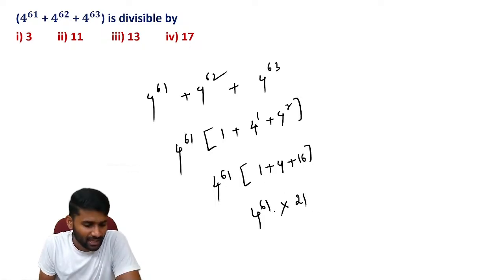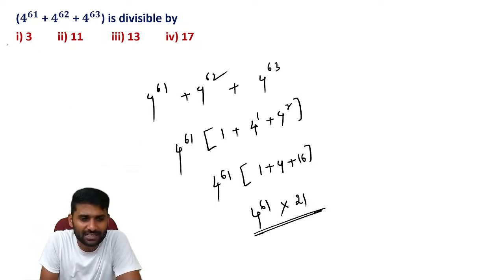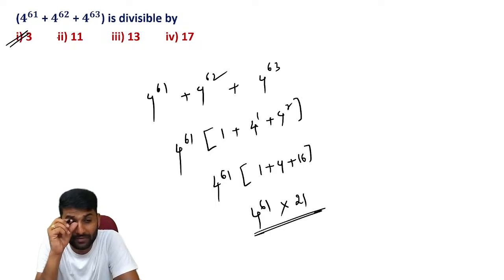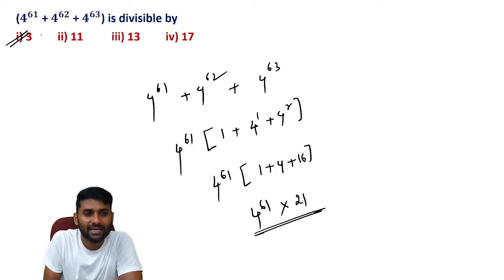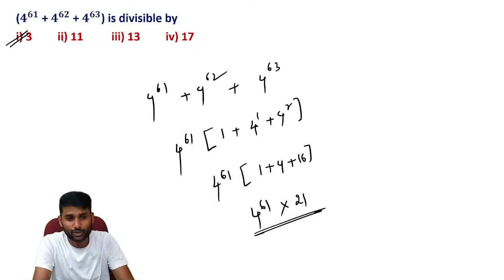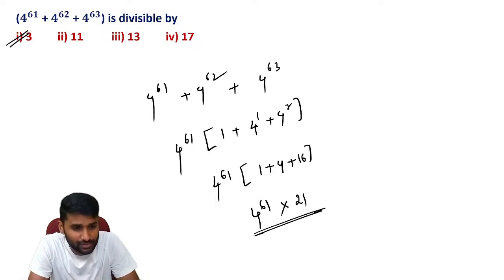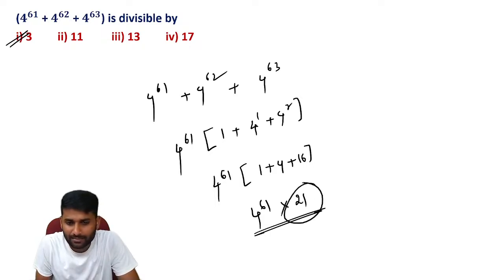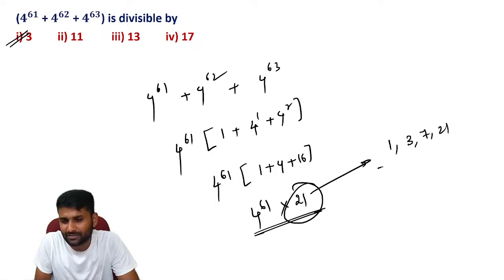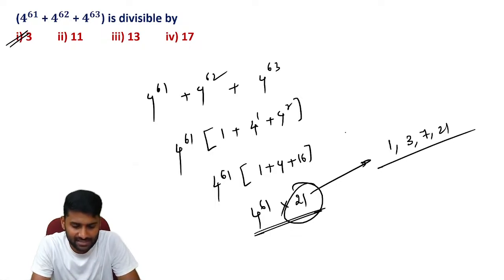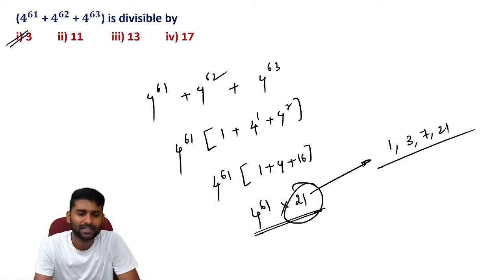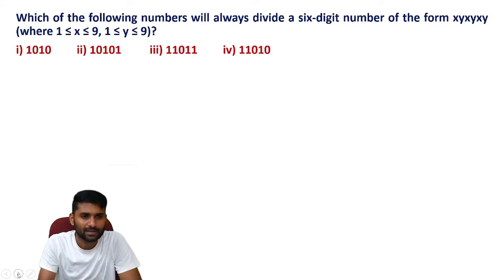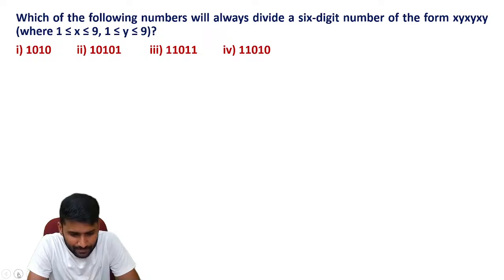The total value is 21. If you observe the options, 4 power 61 into 21, where 21 is exactly divisible by 3. It is not divisible by 11, 13 or 17. That's why 4 power 61 plus 4 power 62 plus 4 power 63 is exactly divisible by 3. The factors of 21 are 1, 3, 7, and 21. So according to the options, you can see 3, and that's why you can choose the answer. It is divisible by 3. Next, go through this question.